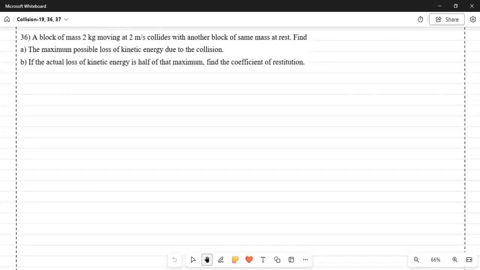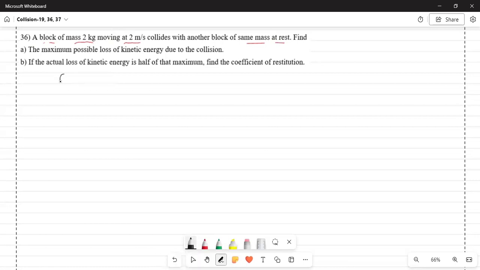We now take up problem number 36 of your textbook. This problem says that a block of mass 2 kg at 2 meter per second collides with another block of same mass, that means this is also 2 kg, and at rest. So, the situation is like this.